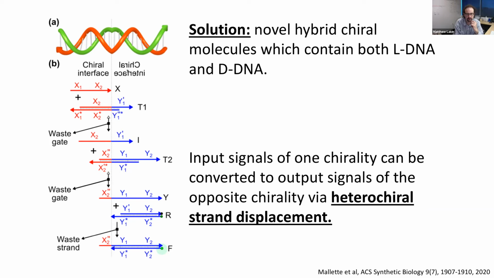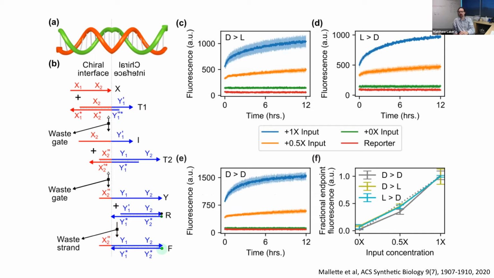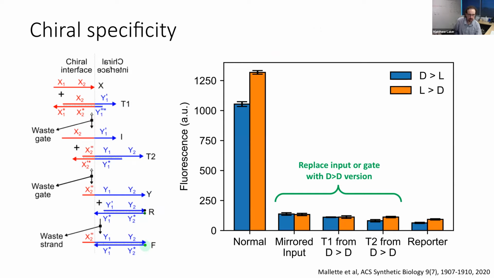And does this work well? Well, yes, it does. These are some kinetic traces and some endpoints. The point is that we can convert from D input to L output, from L input to D output, and then this is the control of D to D. Is this thing specific? I claim that D-DNA and L-DNA do not interact. Is this thing specific? Well, yes, it is.